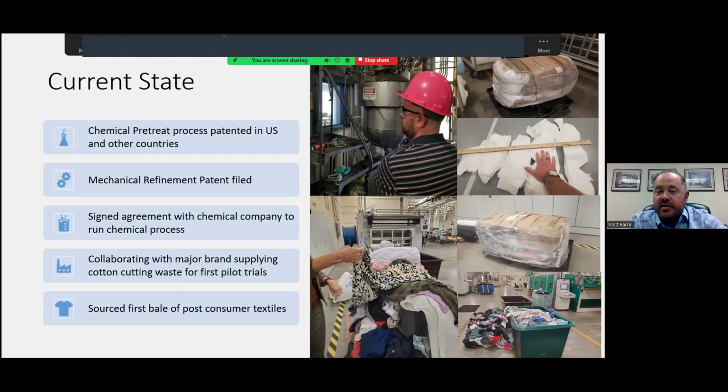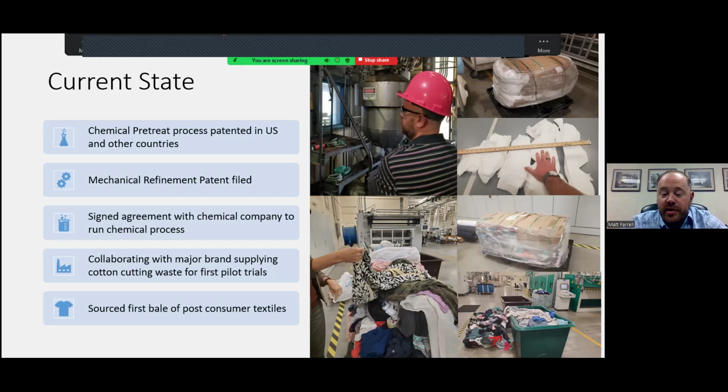So as our current state here, the chemical pretreatment process that I showed you, we've patented that here in the US and several other countries. We're trying to do that same approach, excuse me, with the mechanical refinement. And it's important to understand why we do that: we want cotton stakeholders to be able to utilize this type of application without being prohibited by some other entity. So we see the importance of cotton textile waste. We see what it can do. We see the potential new products. And so we want to ensure that our stakeholders are able to do this type of very exciting technology.